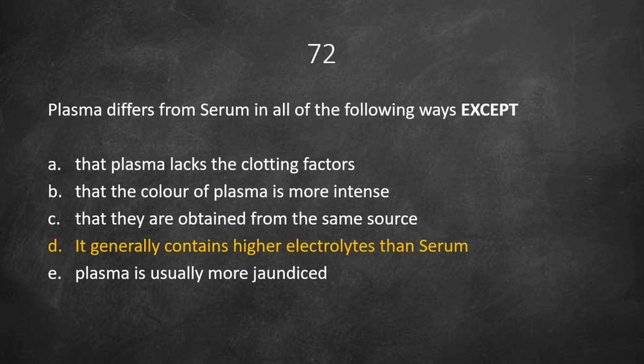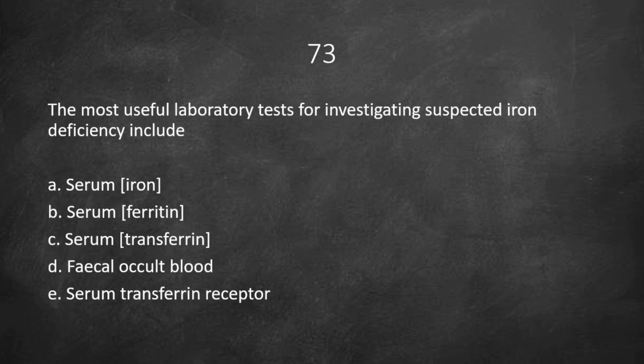Okay, so let's look at E. It says plasma may appear more jaundiced, more yellow compared to serum if there is an elevated level of bilirubin in blood, which can be due to conditions affecting the liver and hemolysis. Okay, so therefore the statement that is not a way in which plasma differs from serum is option D. That is, it generally contains higher electrolytes than serum.